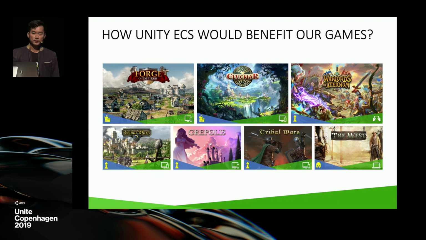So from the perspective of a game company, how would this cutting-edge technology benefit our games? Looking at this portfolio, on the left side you see Forge of Empires, which at the moment is the biggest browser game in the world and also has a very successful mobile version. The one on the right, Warlords of Thanem, is the one I'm working on. Basically, the entire lineup is simulation-heavy games with very deep gameplay mechanics, which would pose a big challenge to Unity ECS.